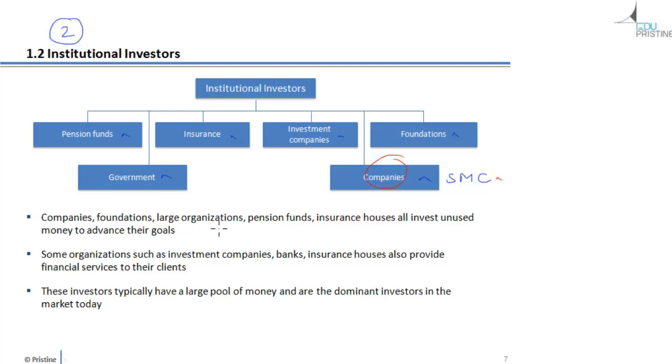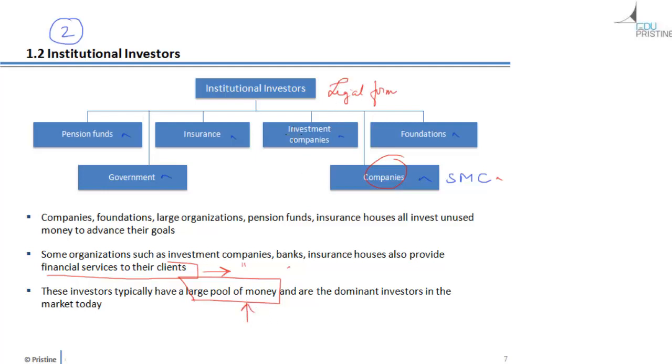The companies, foundations and different large investors have a lot of money to invest, obviously, to make more returns and park surplus funds in securities, etc. There are also organizations like investment companies and banks which provide financial services to their clients. So these companies also need a lot of financial information and knowledge. These investors typically have a large pool of money. So the key differentiating point of an institutional investor versus an individual investor is, one, the legal form of it, and second, the size of the pool of money.